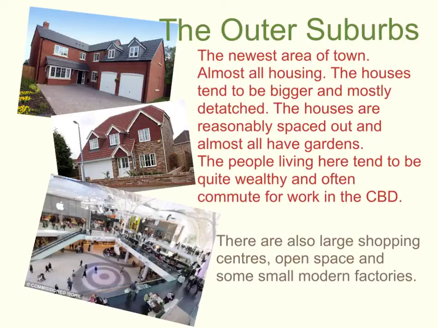These houses are often semi-detached or detached, with larger gardens and garages. They're often more spread out than in the inner suburbs. There may also be shopping centres or small modern factories. The people who live here are often wealthier than those who live in the inner suburbs and significantly wealthier than those who are living in the inner city. There are also at times large shopping centres, open spaces and some small factories in this part of the city.